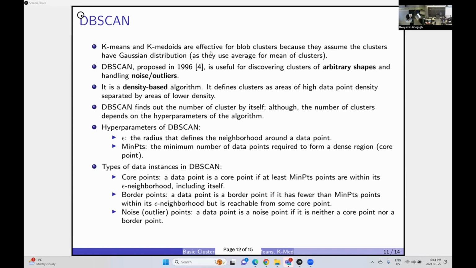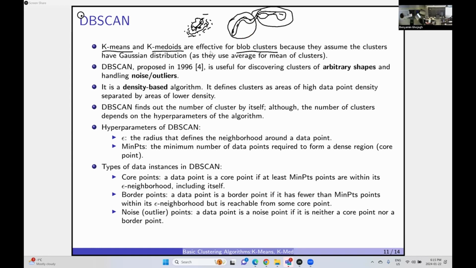DBSCAN. K-means and K-medoids are effective for blob clusters. What do I mean by blob? I mean like this, a blob of data. But what if the shape is weird? In this case, they will not work well. If you apply K-means on this weird worm-like shape, it will say this is one cluster and this is another cluster, for example, because this is like a blob here and here like a blob.